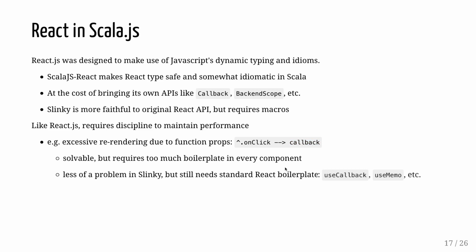For example, the function props in Scala.js React are solved with reusability helpers, and in Slinky we use just standard React boilerplate for that kind of thing. But it is still boilerplate, and it's annoying to have to write it out for such a simple thing as passing a callback.